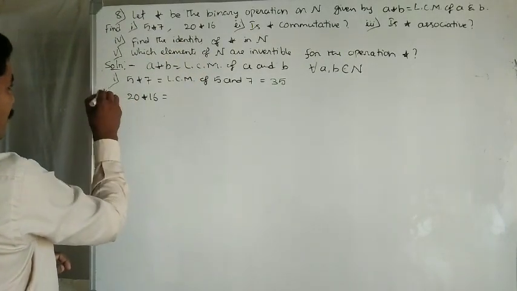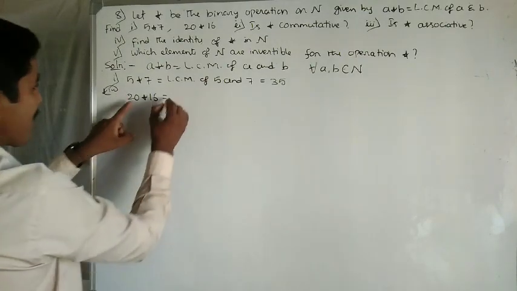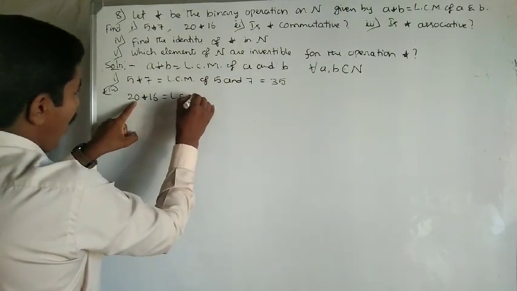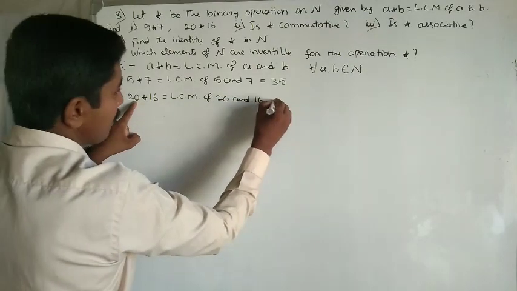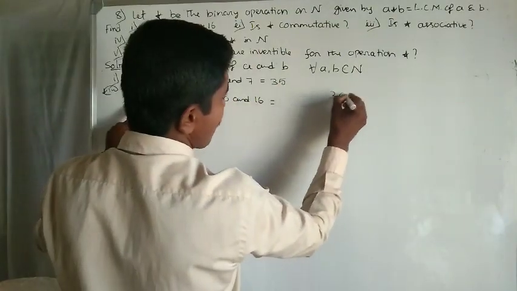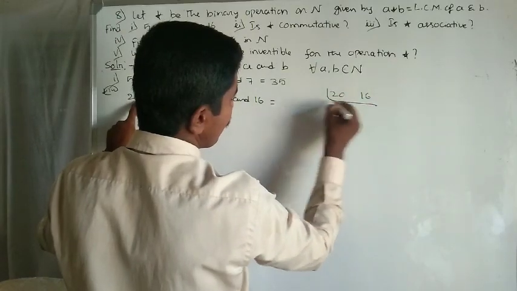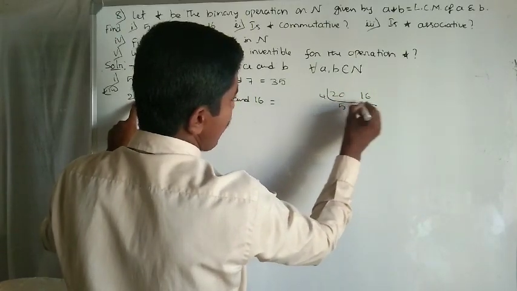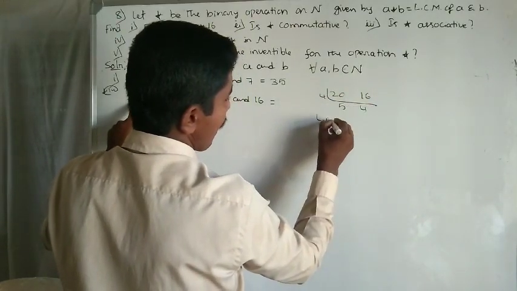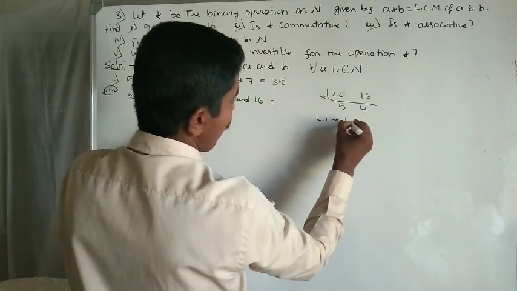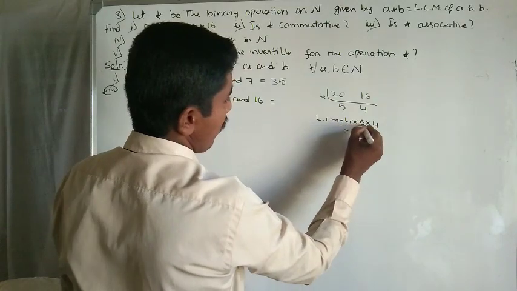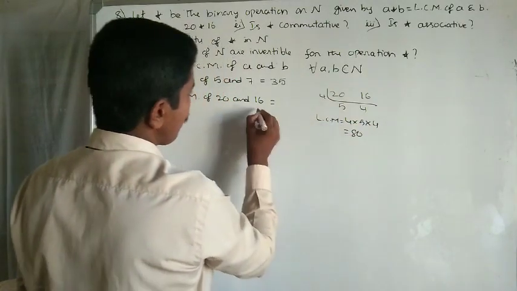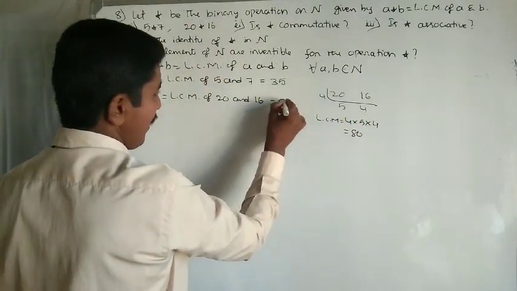Important for 1 mark also. 20 star 60 means LCM of 20 and 60. What is the LCM of 20 and 60? LCM is nothing but 4 into 5 into 4, that is 20 into 4, 80. So the LCM of 20 and 60 is 80.